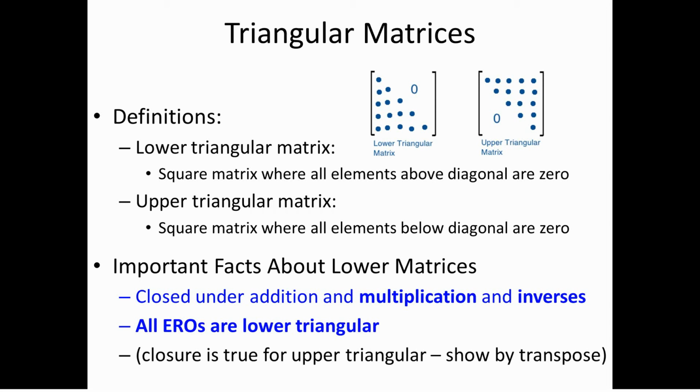I'll mention in passing that the statement about closure is also true for upper triangular matrices. And you can show that just by taking the transpose of a lower triangular. Automatically it makes it upper triangular, right? And so all those same statements have to be true for upper triangular too.